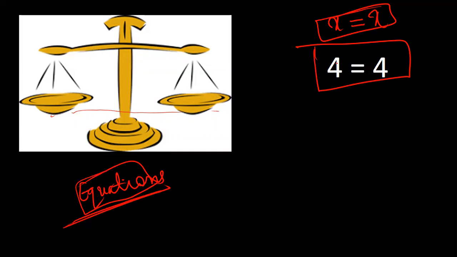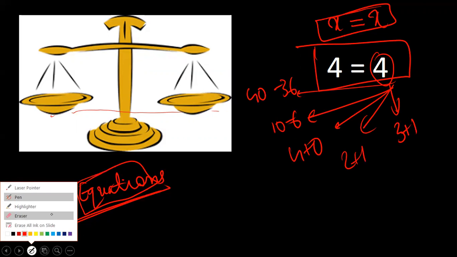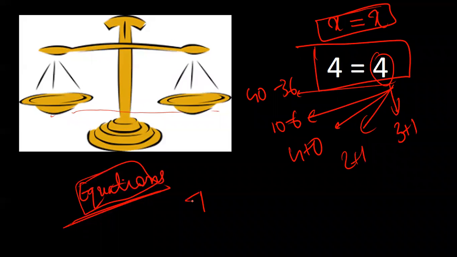For example, 4 is equal to 4, but 4 is also 3 plus 1. It is 2 plus 2. It is 4 plus 0. So many kinds of values. Now this is also 10 minus 6, 40 minus 36. So it can almost take an infinite number of values. So this is how equations actually come out. You have so many different ways in which you can express one value. It's actually infinity.